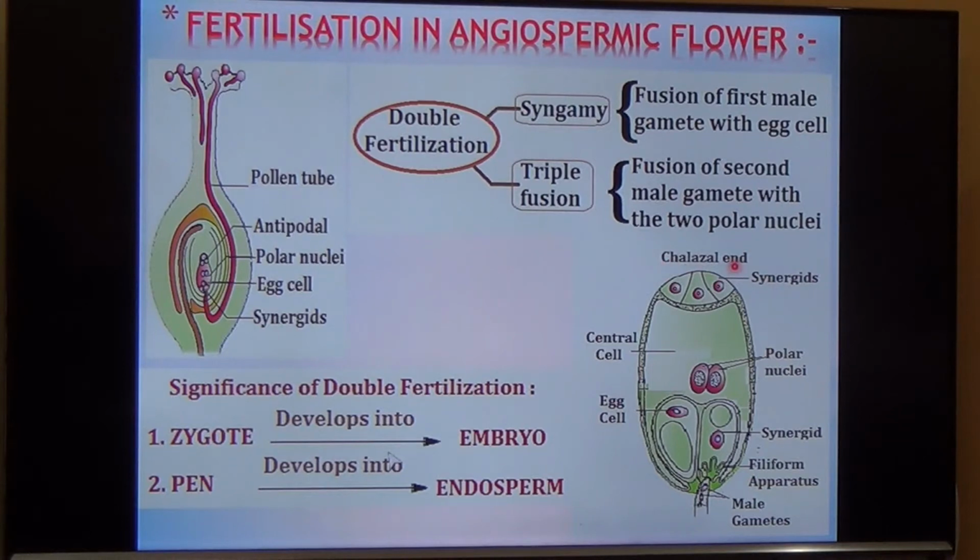At the chalazal end you can see the three antipodal cells. In the central cell you are finding two polar nuclei, and at the micropylar end you will find the egg apparatus. The egg apparatus will consist of two synergids and one egg cell. In the synergids, what you will find is the finger-like projections called filiform apparatus.